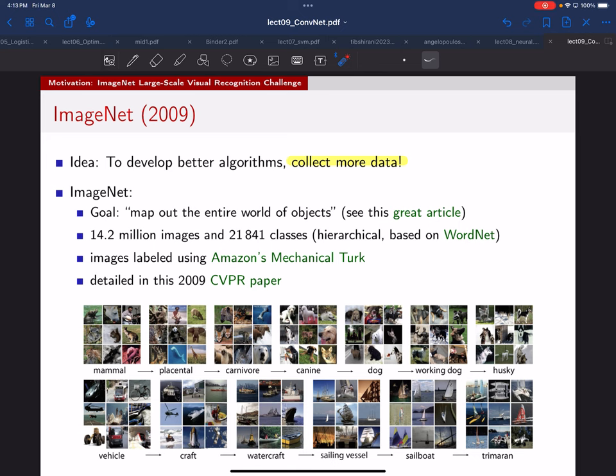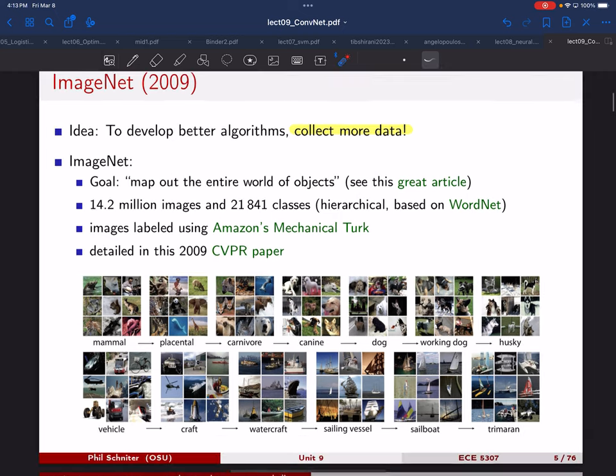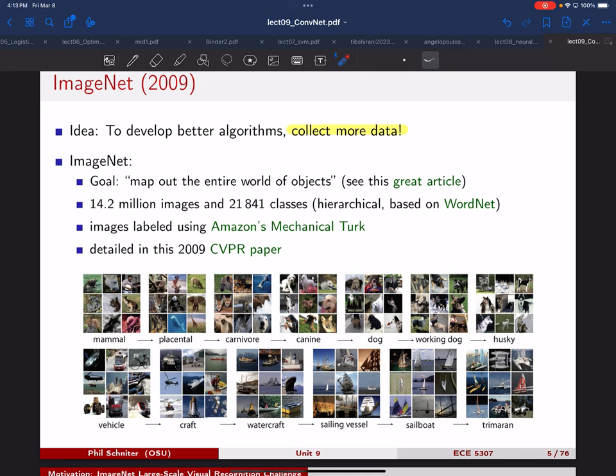an earlier data set that's not about images, but just about words and categories. One example of this hierarchy would be mammals, placental mammals, carnivores, canines, dogs, working dogs, husky. So basically, any idea in the English language, people split up hierarchically like this in WordNet, and then she wanted to fill out all the visual examples of those things.